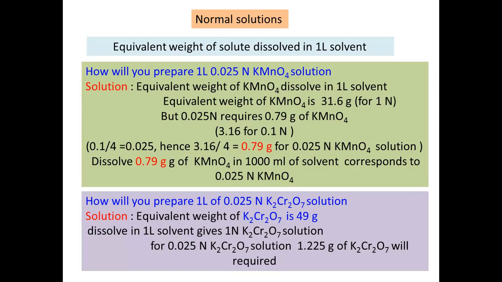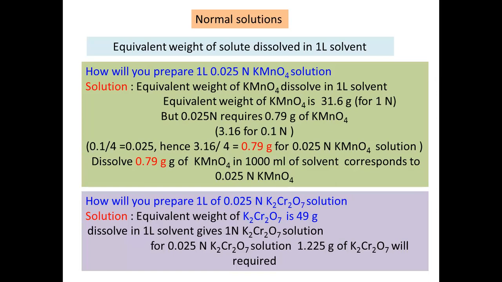For every type of normal solution preparation, we take into consideration the equivalent weight of that particular solute. So when we have to prepare the normal solution, we always consider the equivalent weight of that particular solute or substance. When the equivalent weight of solute is dissolved in 1 liter of solvent, that will correspond to the 1 normal solution. So how will you prepare 1 liter of 0.025 normal KMnO4 solution?